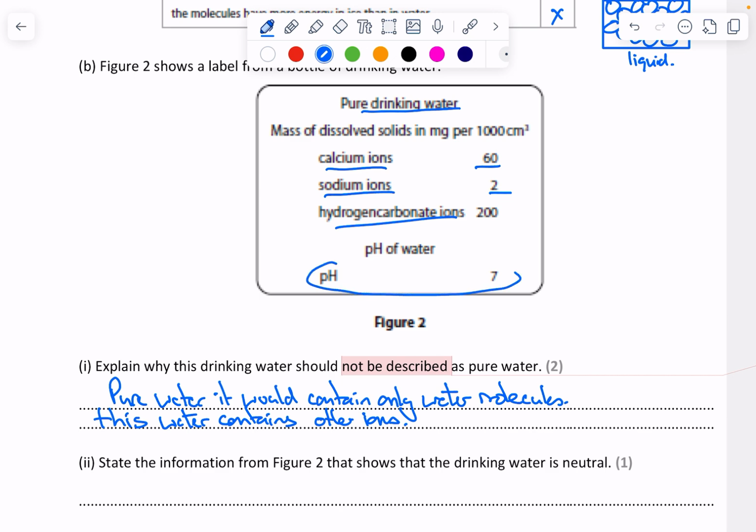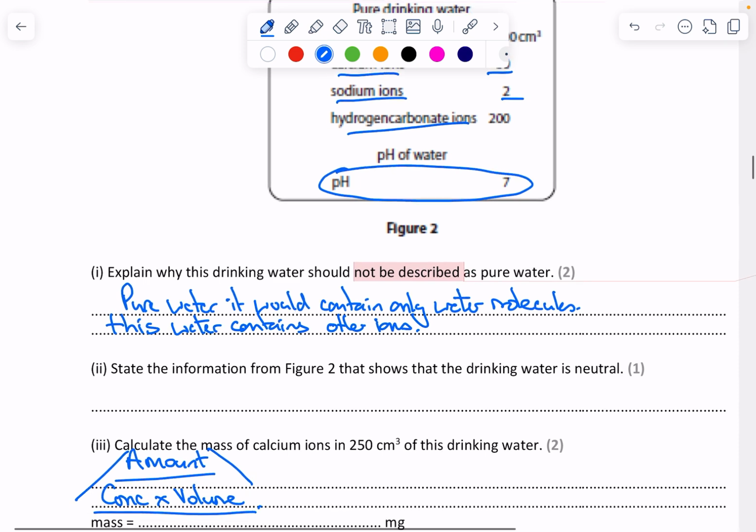State the information that shows drinking water is neutral. Well, it says here that the pH is 7, and pH 7 means that we have got a neutral solution.